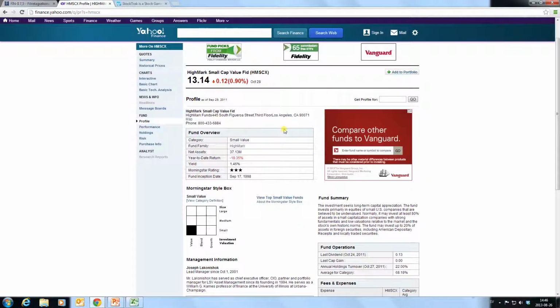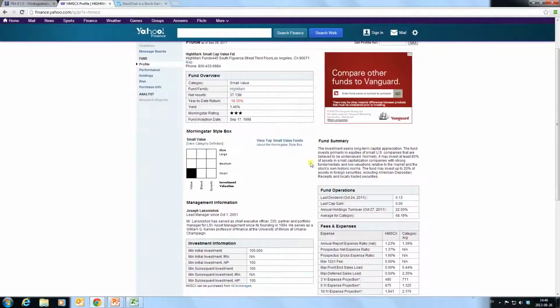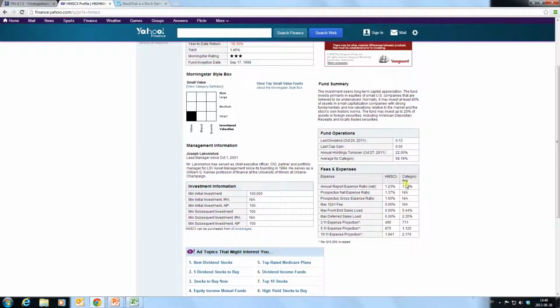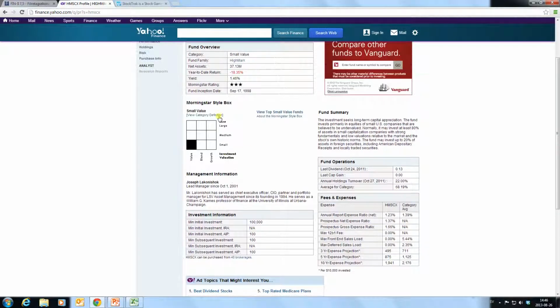Okay, here you can also get some more information about the fund. You have a fund summary, and you have a little bit of information about the management. You can also see something about the fees and expenses, and you have a box that should help you find out what type of fund this is. So this fund invests primarily in small companies compared to medium or large, and it chooses not growth companies, not blend, but value companies, at least most of it.